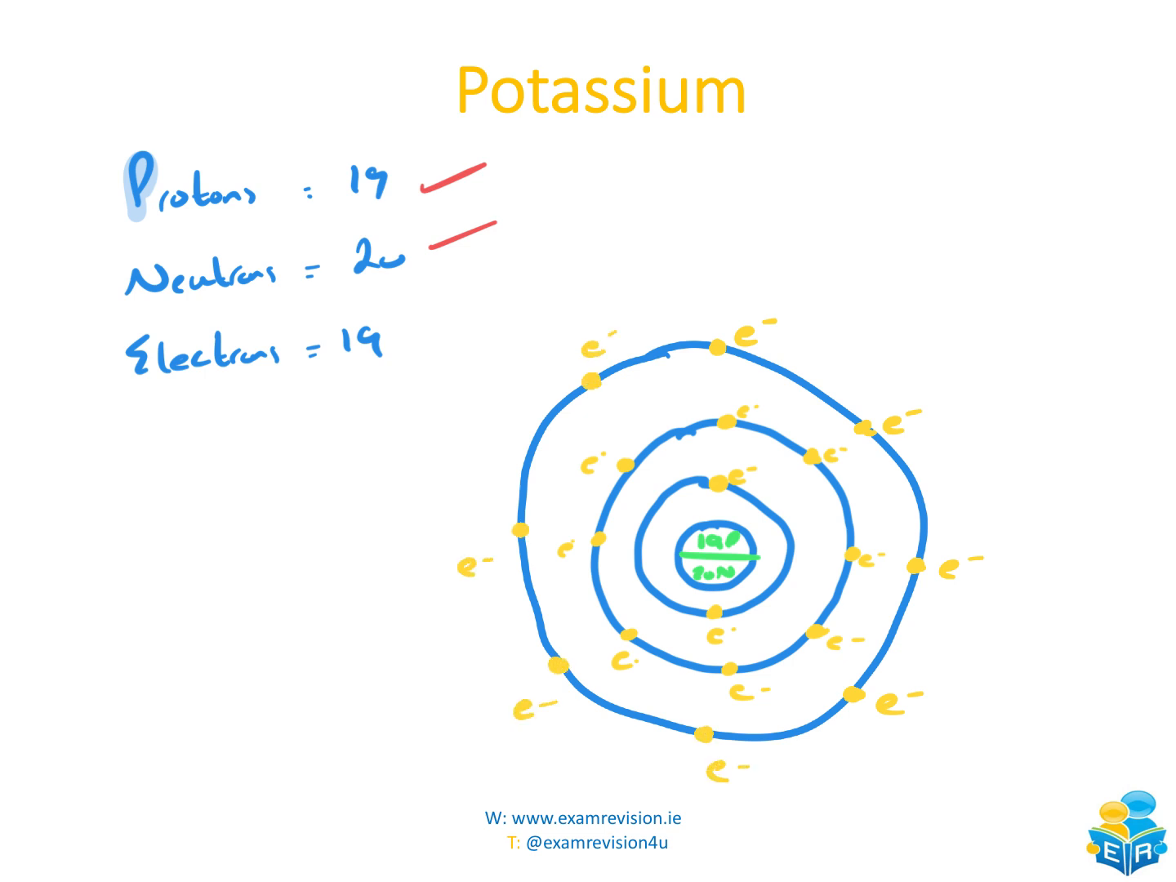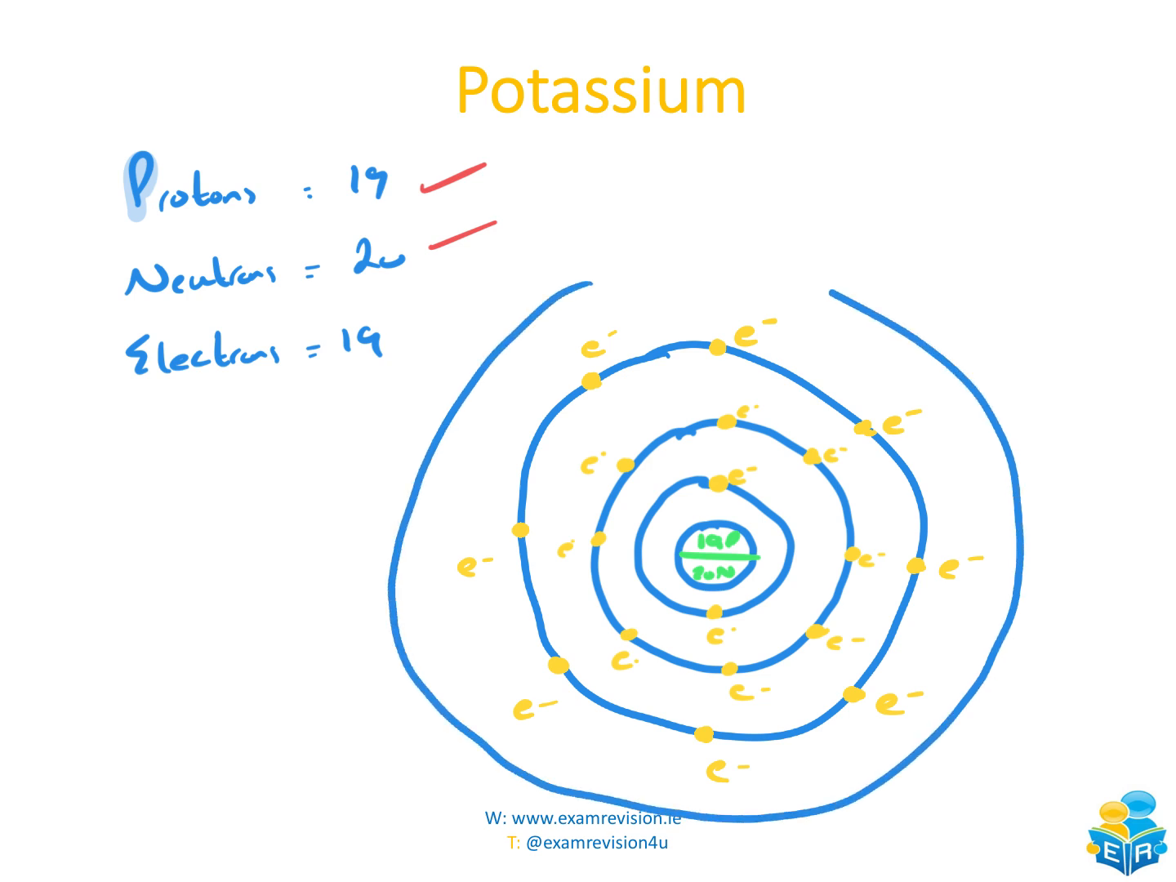Okay, so that's 18 electrons, and we need one final shell now. And this is going to be for our 19th electron. So now we have 19. So the electronic configuration for potassium, we have 2 on the first shell, 8 on the second, 8 on the third, and 1 on the last, giving us a total of 19. So all electrons are accounted for.